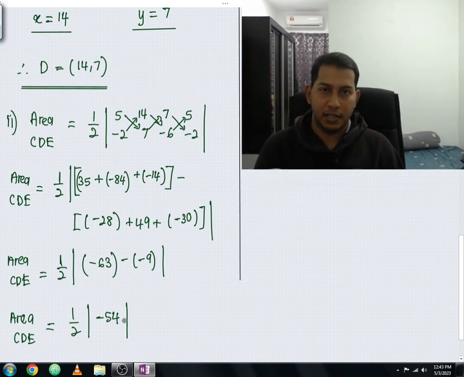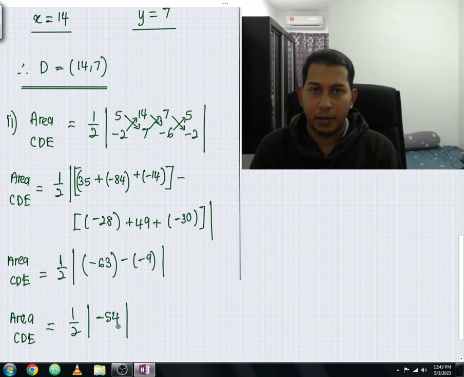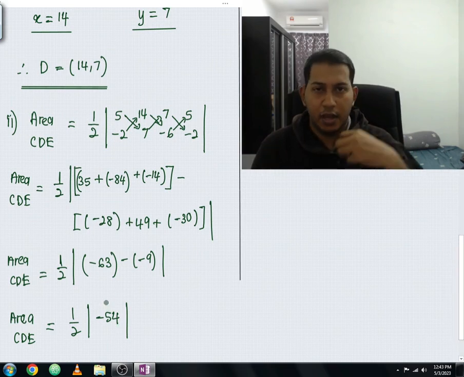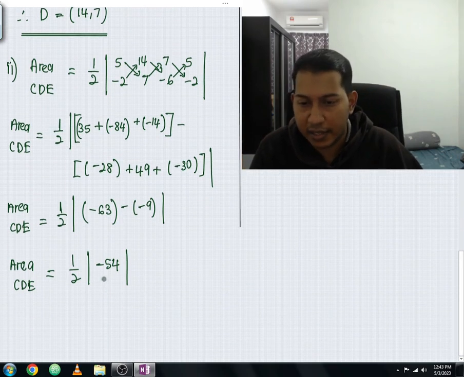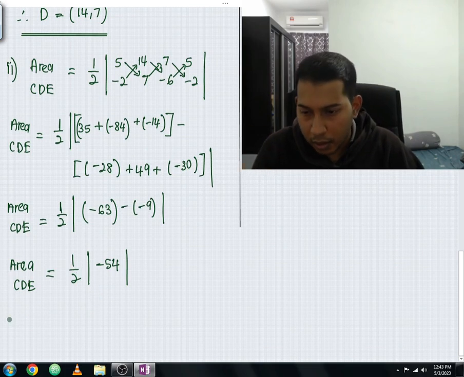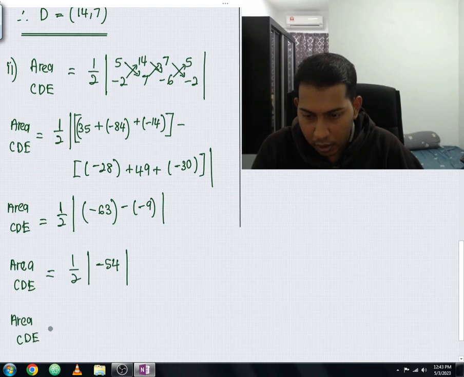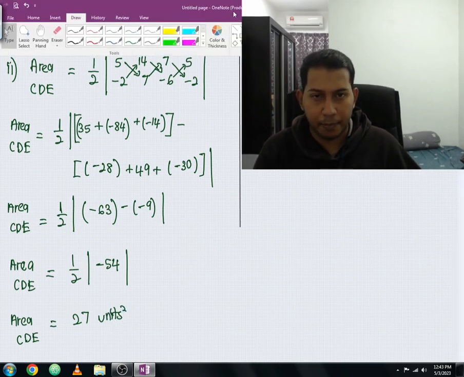The modulus symbol means that whether what you have is negative or positive, you will get back a positive answer. Regardless of any symbol, positive or negative, your final answer will be positive. So since inside here is negative, you should get back 54, and then 54 you times it 1 over 2. From here, your final answer, area CDE, is equal to 27 unit square. Okay, so this is your answer for question A part 2.